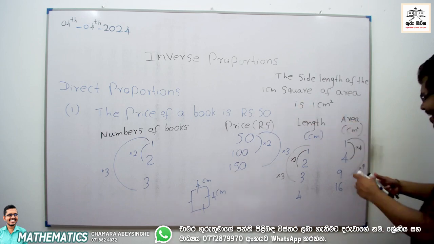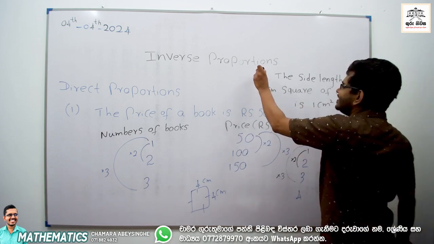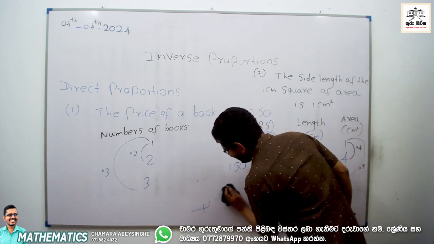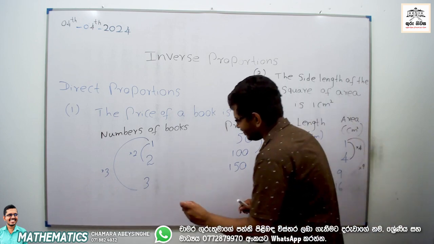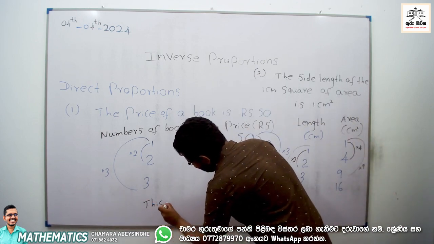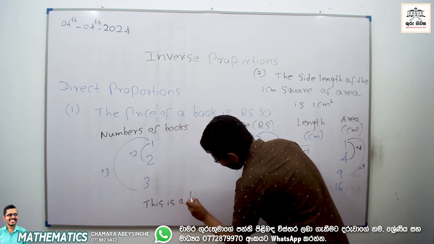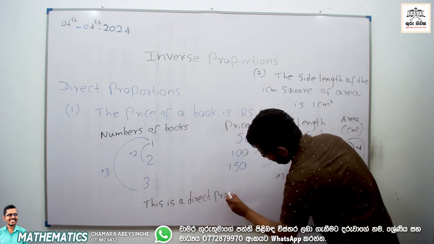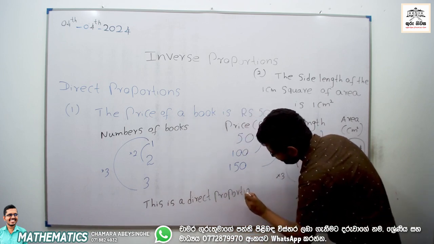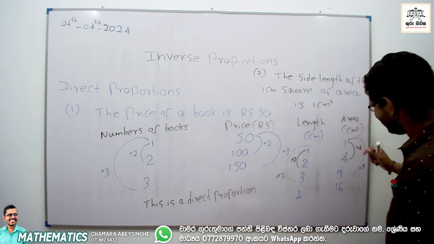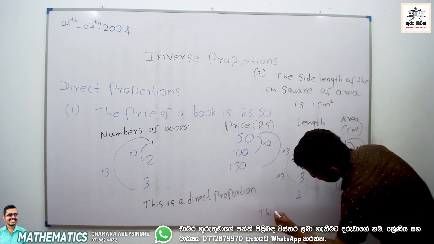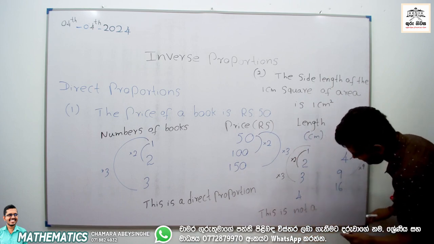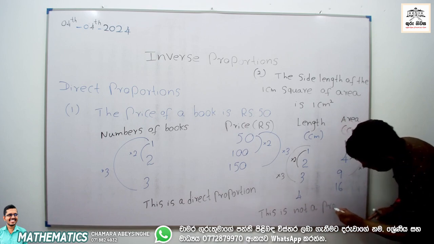Okay, students, write down these two examples. This is example one. This is example two. And below this first example, we can write: this is the direct proportion. And this is not the proportion.